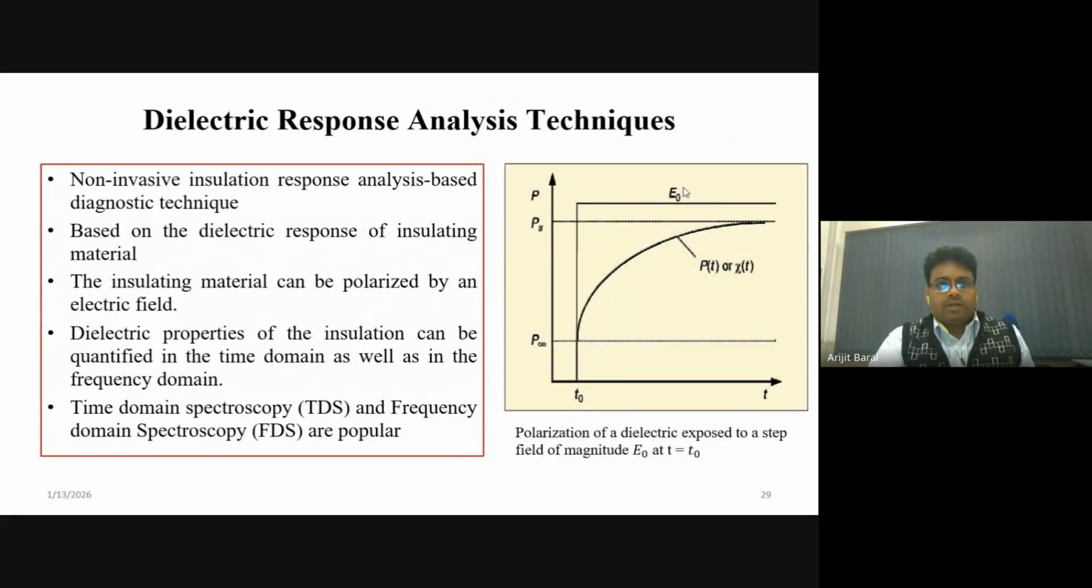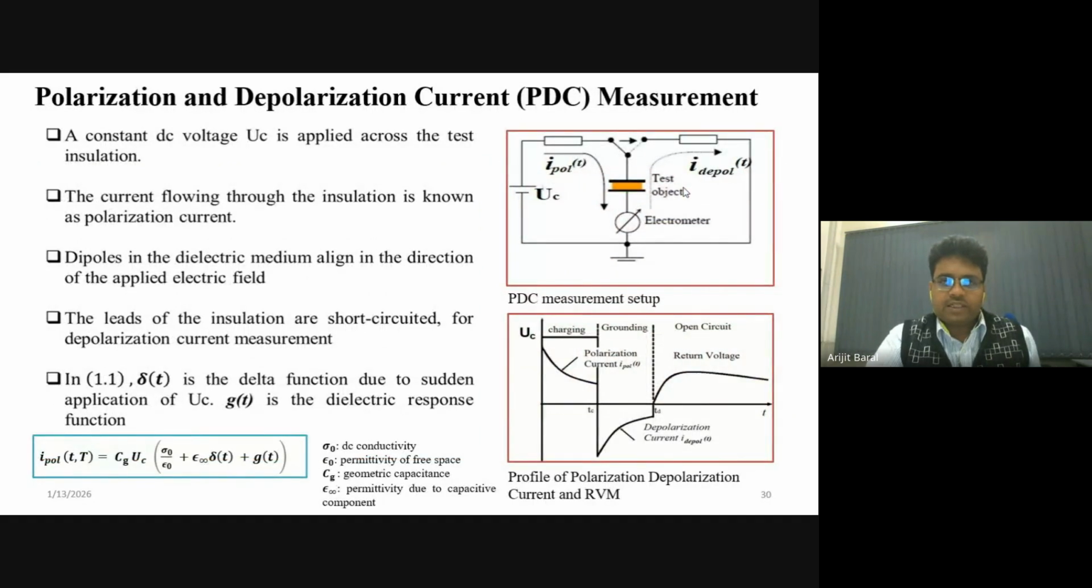Okay, so I'm not going into detail of this. This is just the setup for how we measure polarization, depolarization current. On the top right corner, you have the test object, which is assumed to be a transformer insulation. By the way, these tests are all offline in nature.